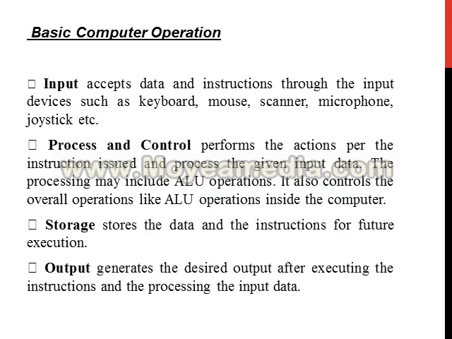Now we can see basic computer operations, which are based on input, process and control, storage and output. Input is mainly used to accept data and instructions from input devices such as keyboard, mouse, scanner, microphone, etc. Process and control performs the actions based on arithmetic logical unit operations, which is included in the overall operations inside the computer.